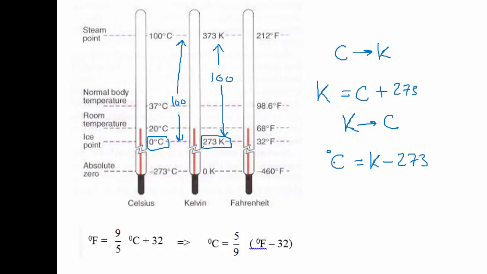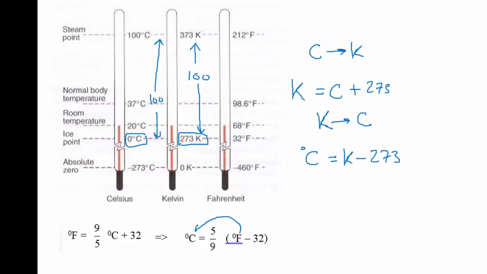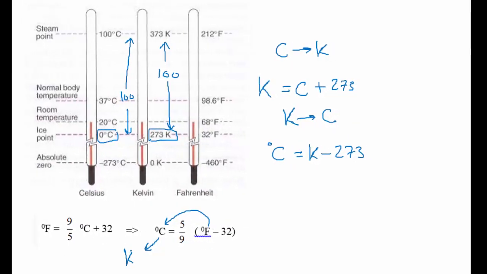To go from Fahrenheit to Kelvin, you have to go through the Celsius. So you have to convert the temperature from Fahrenheit to Celsius first, then you can convert it from Celsius to Kelvin. Now the question is, why is the freezing point of water 273 Kelvin?